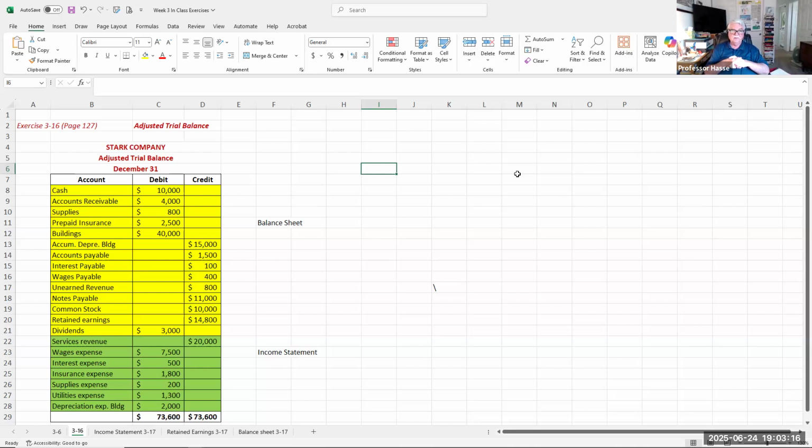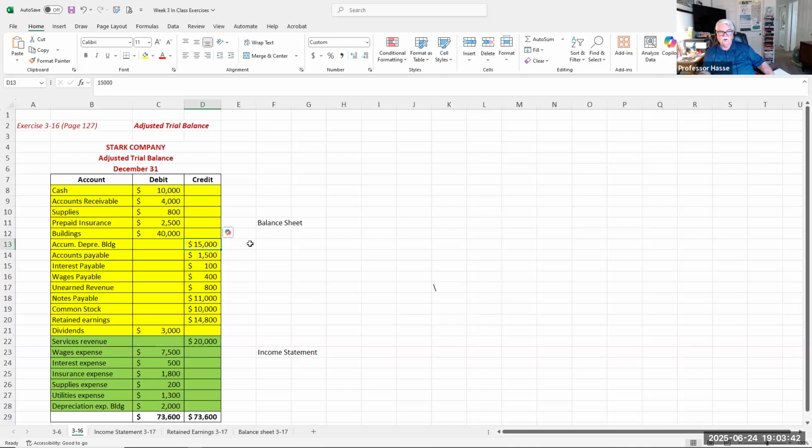One of the areas where people can get confused is accumulated depreciation. That should always have a credit balance. You purchased a building for $40,000, and as of December 31st of this year, $15,000 of that $40,000 has been depreciated. So that's the credit side of that asset account.